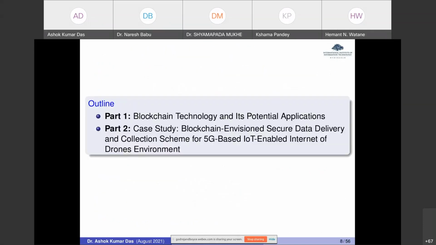Okay, so today's talk is divided into two parts. In part one, I'll first talk about the blockchain technologies and how this blockchain technology can be applied in different potential applications. Then in part two, I'll talk about one case study where we can apply the blockchain technologies for a 5G based IoT-enabled Internet of Drones environment for securing data delivery and collections.